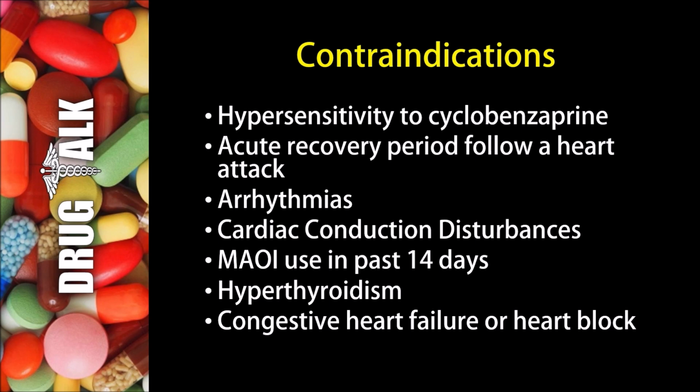If a patient used a monoamine oxidase inhibitor in the previous 14 days, they would not be able to use cyclobenzaprine. And it would be the same if a patient had hyperthyroidism. They would not be able to use this medication. And finally, it would be contraindicated in patients who have congestive heart failure or heart block.